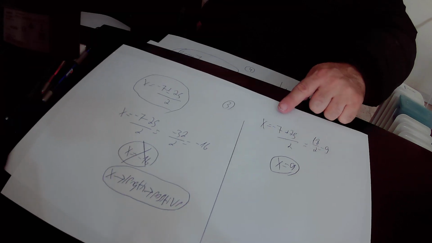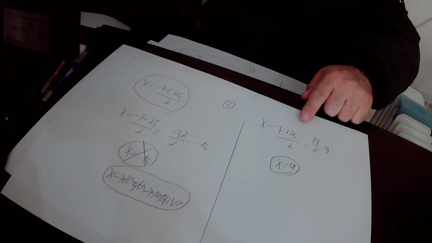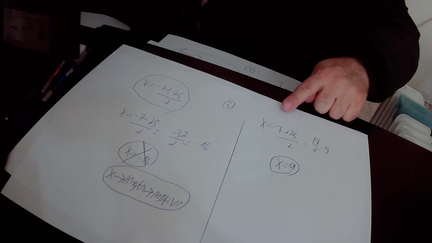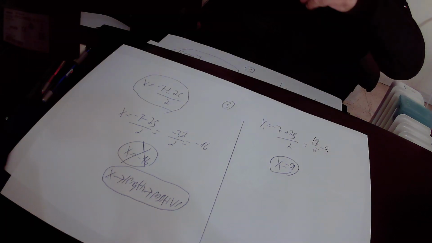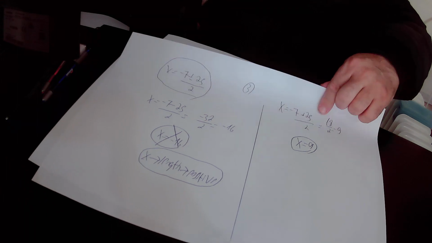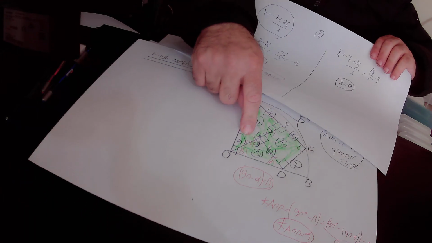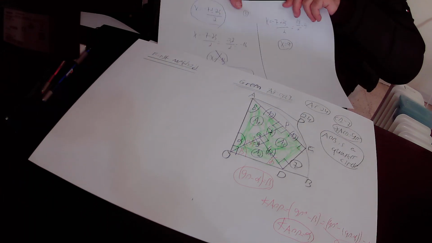The second solution for x is x equals minus 7 plus 25 over 2. 25 minus 7 is 18, so in total this expression equals 18 over 2, that is 9. In conclusion, we found that x, the length of this line segment QO, equals 9 units.